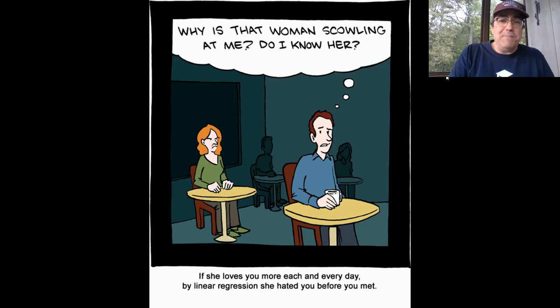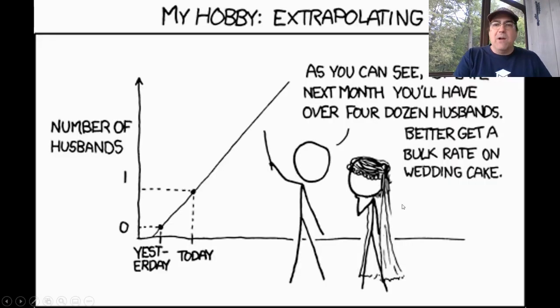Okay, here we go. Here's one. Why is that woman scowling at me? Do I know her? And then down here it says, if she loves you more each and every day, by linear regression, she hated you before you met. I love that. So if she starts off not liking you, and she likes you more, extrapolate backwards in negative time, she hated you. Does that make any sense? Okay, let's look at the next one, in case that one didn't make sense. Except it's not working. Here it goes.